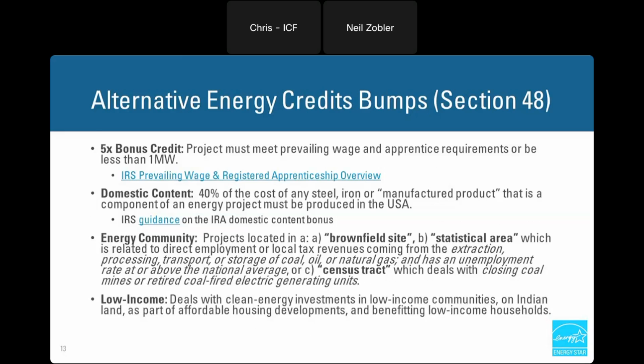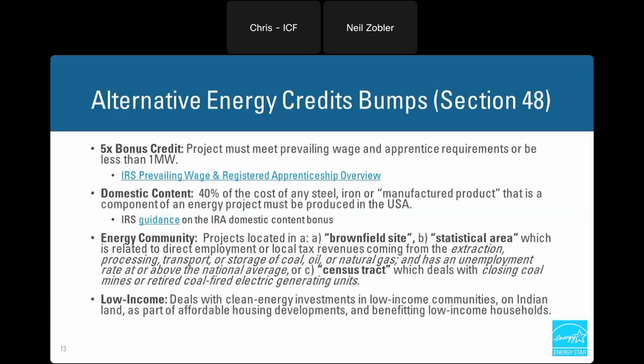Quick word about the alternative credit bumps, or stacking is the phrase that you'll hear. The 5X bonus credit must meet prevailing wage and apprentice requirements. I put in a hot link in this presentation. So if you want to drill down to see what those prevailing wages and apprentice requirements are, you can hit that link and it will bring you to the IRS webpage.